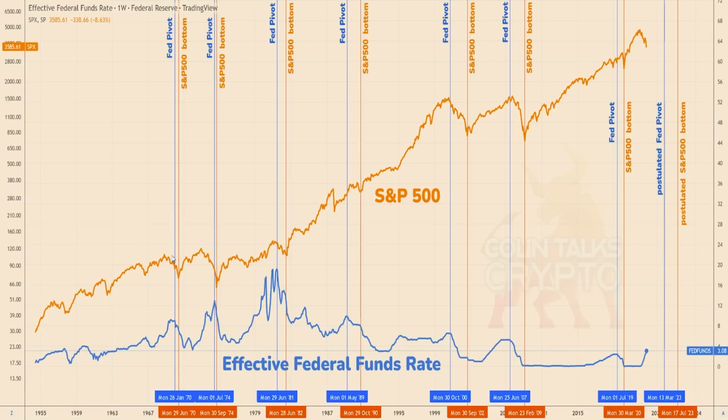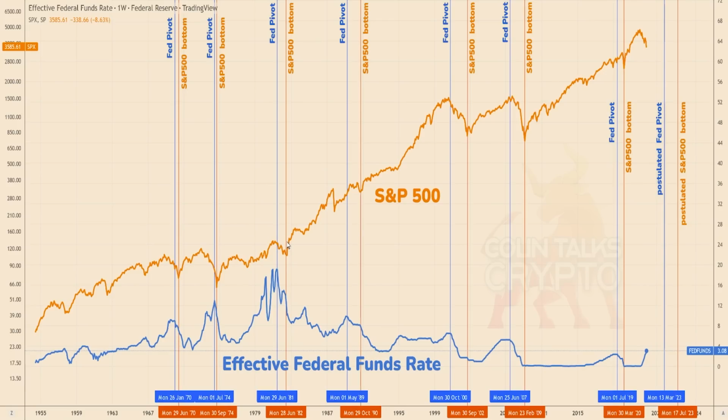Likewise, the vertical orange lines correspond with the bottom of the S&P 500 cycles. So you can see the S&P bottomed in 1970, 1974, 1982, 1990, 2002, 2009, 2020 with the COVID crash, and we are again going to postulate where the next bottom of the S&P 500 may lie based on the correlation between these two events, the Fed pivoting and the bottoming of the stock market.